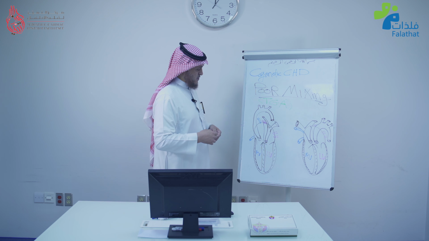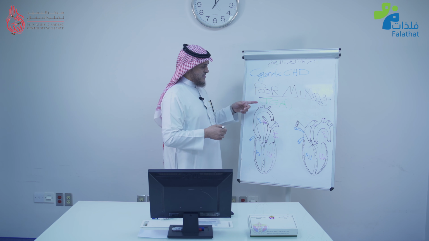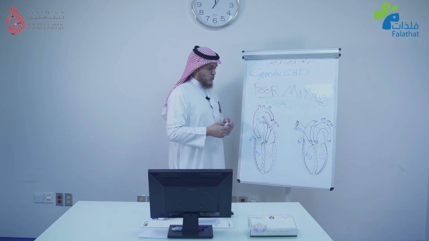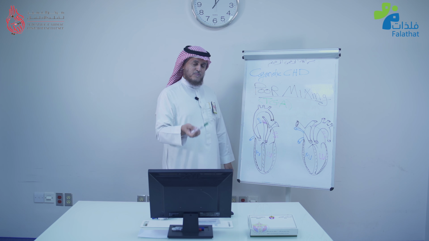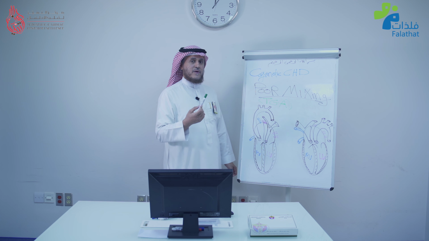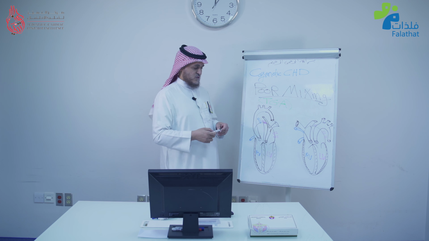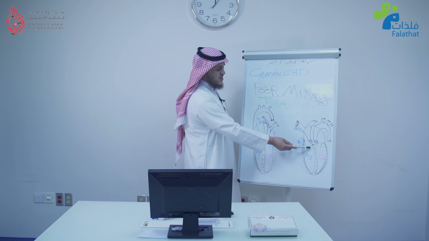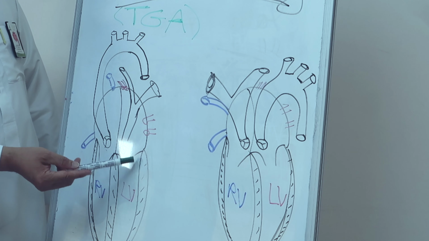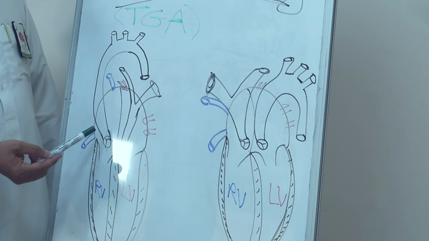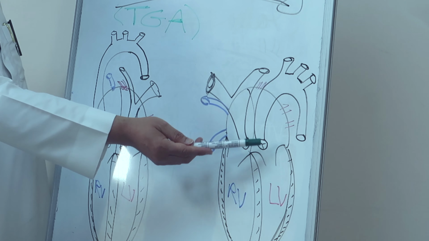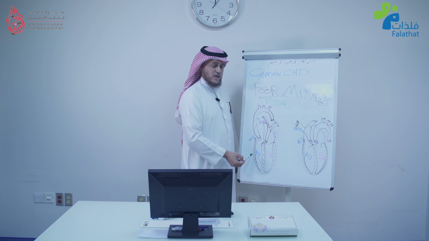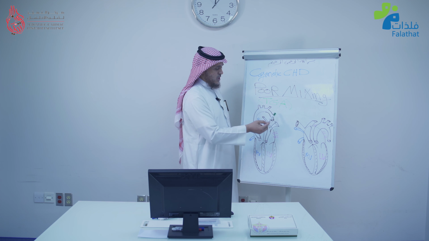The same goes for the pathophysiology of the heart when it is transposition of the great arteries. So let's follow the blood and see what it is. And when we say transposition of the great arteries, we mean the great arteries are transposed. The pulmonary artery, which normally originates from the right ventricle, in this case is originating from the left ventricle. The aorta, which normally originates from the left ventricle, in this case is originating from the right ventricle, and so on.